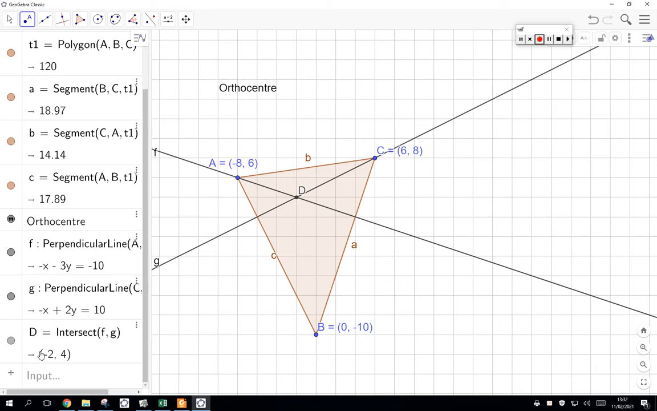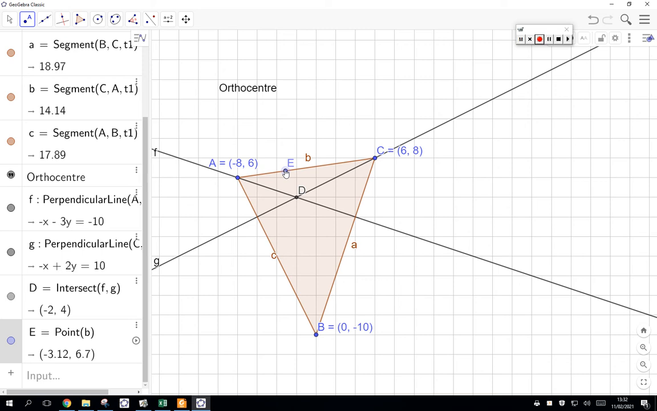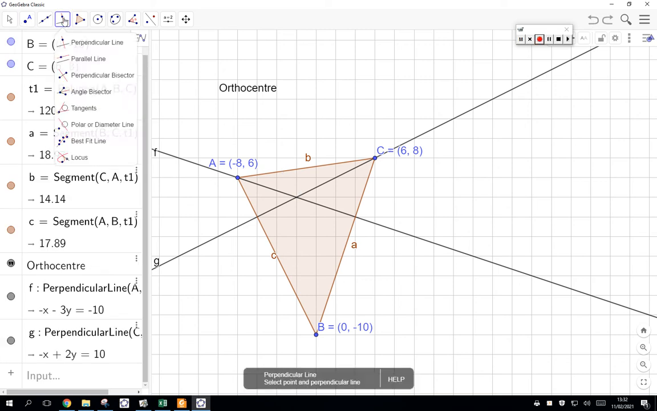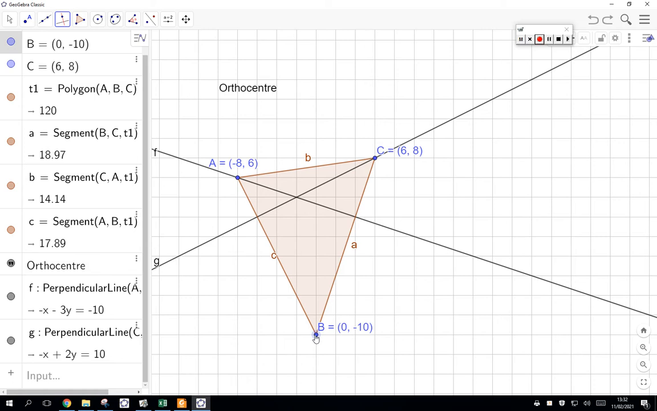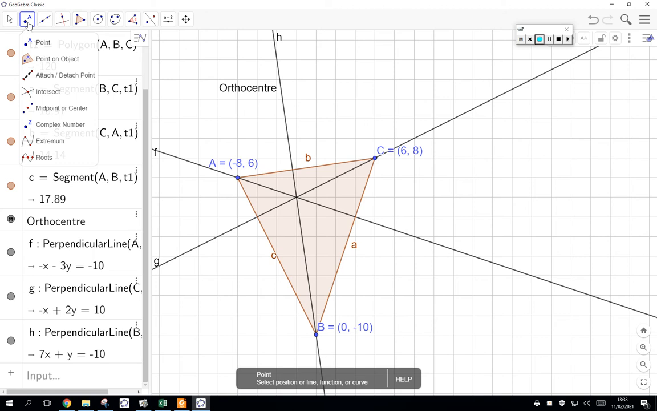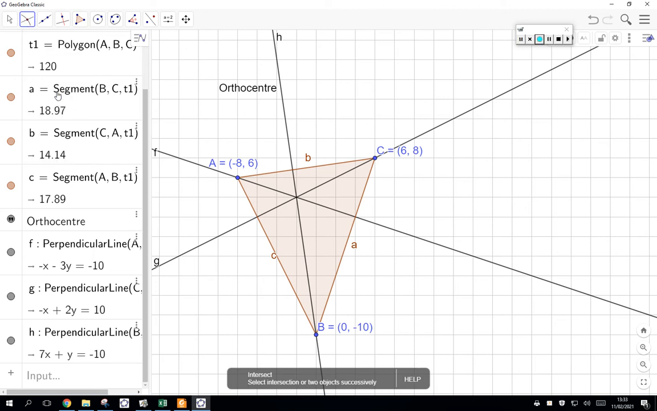I can put in my third perpendicular from vertex B, perpendicular to side little b. Let me try that again. That didn't work. Put in my third perpendicular line from vertex B to side little b, and you can see that it passes through that point where those lines intersect. That's called the orthocenter.